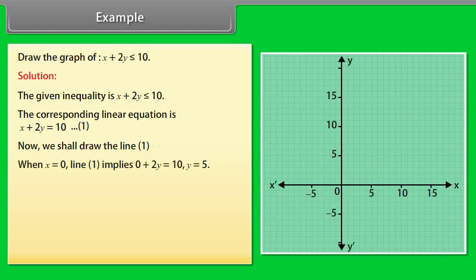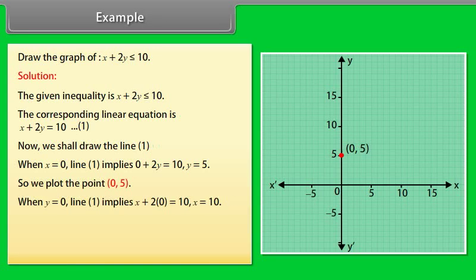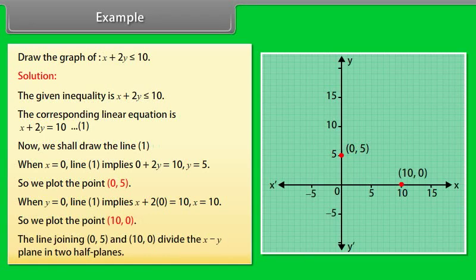When x is equal to 0, line 1 implies 0 plus 2y is equal to 10, so y is equal to 5. So we plot the point 0, 5. When y is equal to 0, line 1 implies x plus 2 into 0 is equal to 10, so x is equal to 10. So we plot the point 10, 0. The line joining 0, 5 and 10, 0 divides the xy plane into 2 half planes.